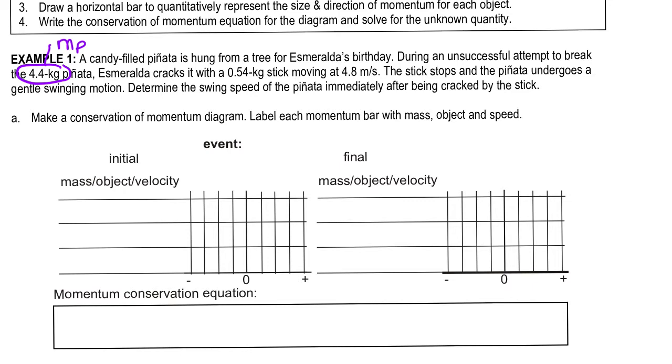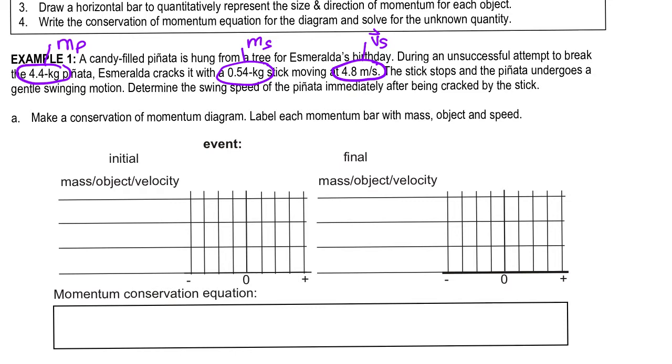Then I know the mass of the stick. I'm going to mark that as the mass of the stick. I know that the stick is initially moving at 4.8 meters per second. So that's going to be the initial velocity of the stick. It doesn't tell me anything about the piñata, but I'm going to assume the piñata is just hanging there and it's not moving before the stick hits it.